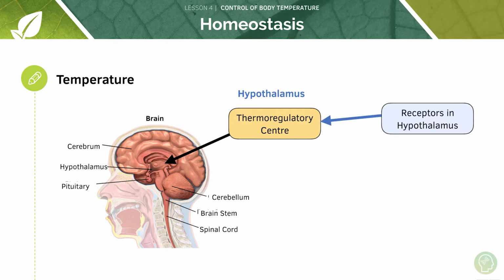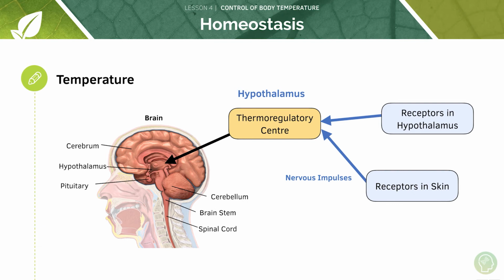So going into the thermoregulatory centre, we're getting receptors in the hypothalamus, which are sensing your central temperature, and we're also getting receptors in the skin, which are sensing your peripheral temperature. And they are sending impulses, nervous impulses, to the thermoregulatory centre, which is going to combine all this information.